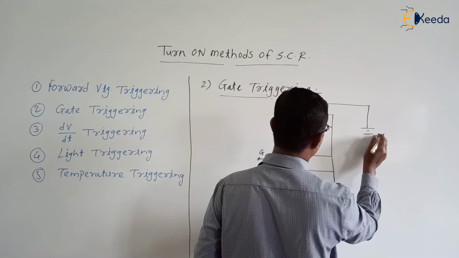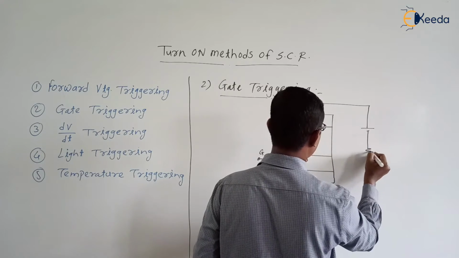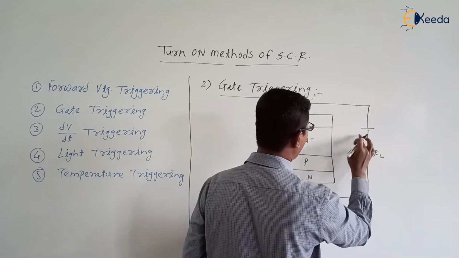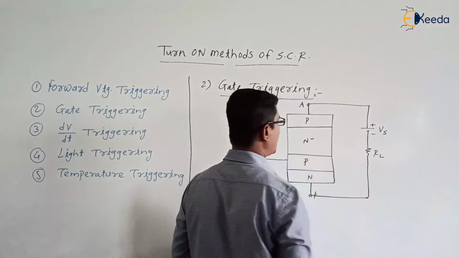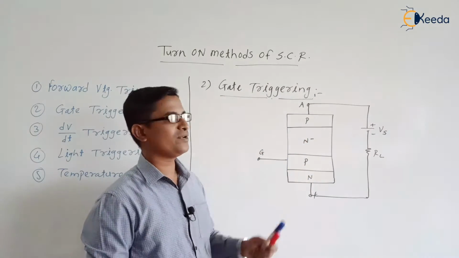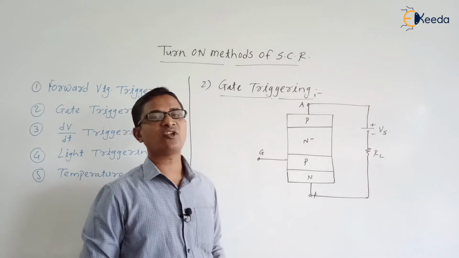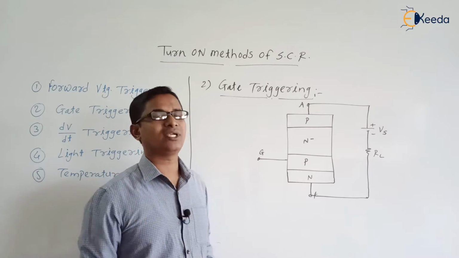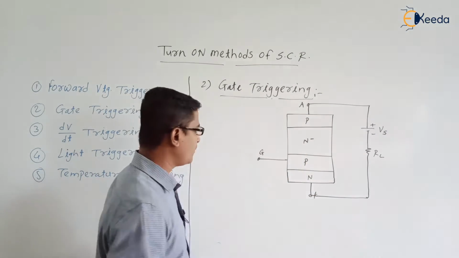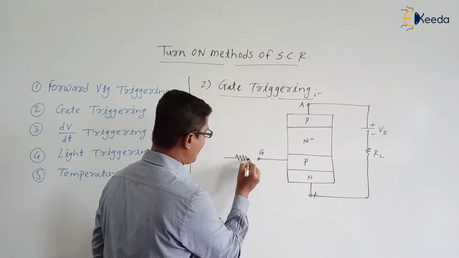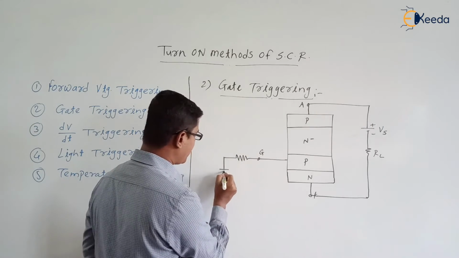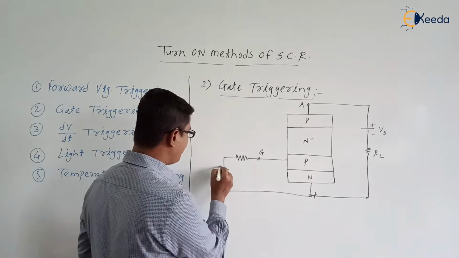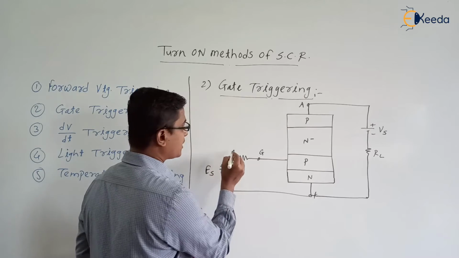In the previous method the drawback was the required breakover voltage, meaning the required forward voltage we need to apply across the anode and cathode of the SCR. That voltage value was very high. In order to overcome that drawback, if we are interested in turning on an SCR at a reduced forward voltage, then we need to go for gate triggering. Gate triggering is the most popular method among all the five available triggering methods.